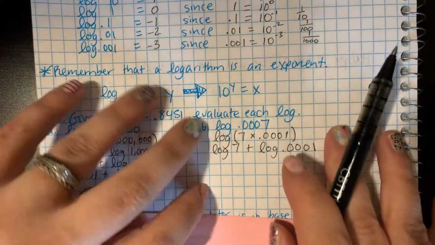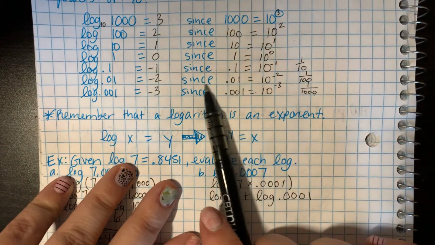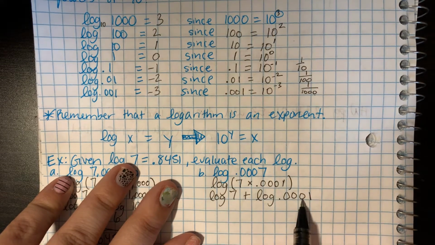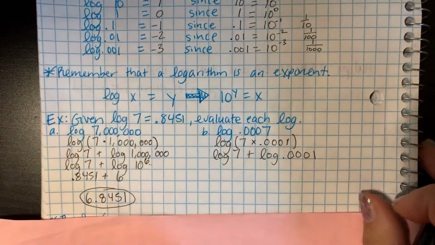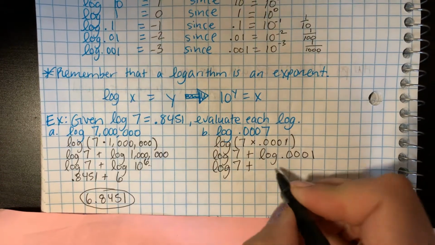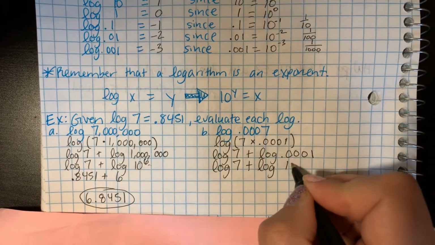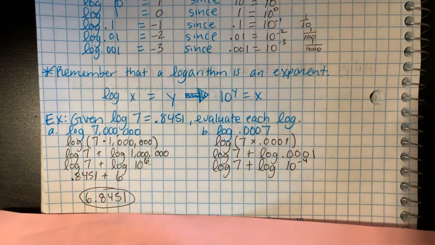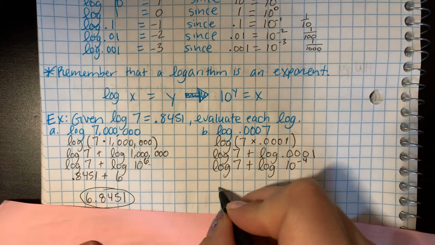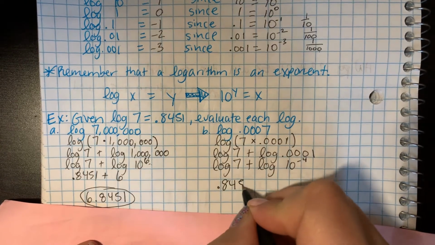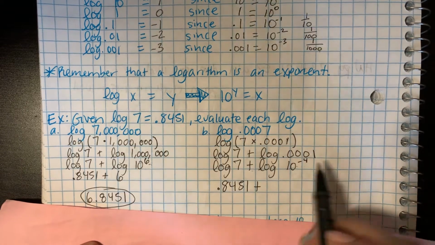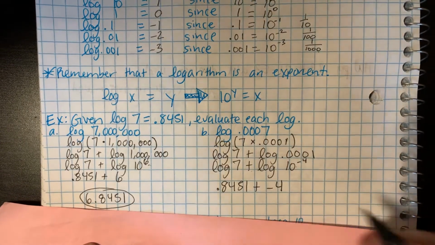0.0001 is a form of 10 from up here. 0.001 was to the -3. We have one more 0. So that'll be to the -4. Log of 7 plus log of 10 to the -4. Log of 7 we know is just 0.8451. The log and the 10 are going to cancel each other out, so we'll just have a -4 left.